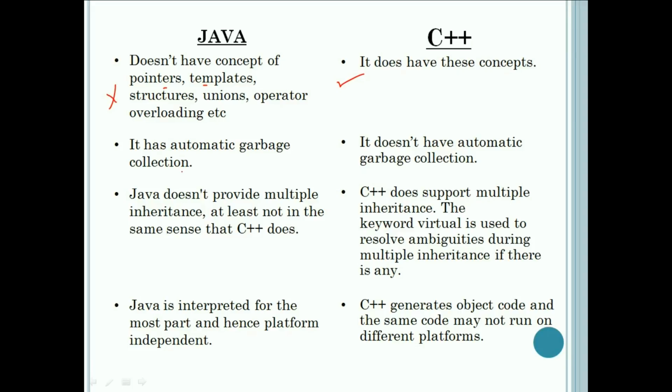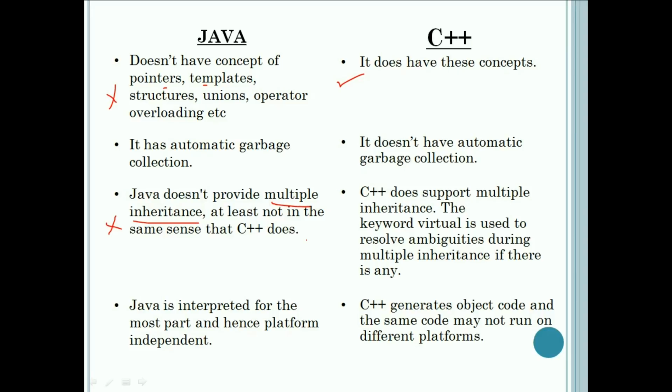Java has a very good feature of automatic garbage collection and no concept of destructor, while C++ has a destructor, which is used to explicitly deallocate memory. Now comes multiple inheritance, which is present in C++, but in Java we don't have multiple inheritance, but we can get multiple inheritance by using interfaces. We will explain interfaces in future videos. It's a very good concept.